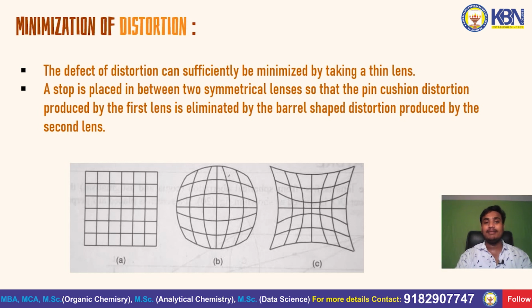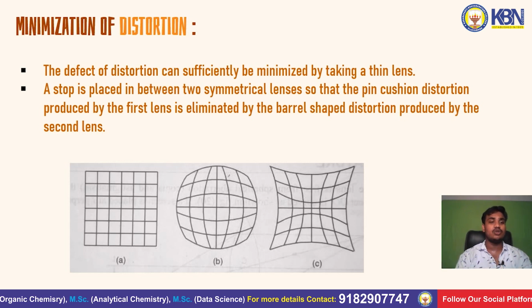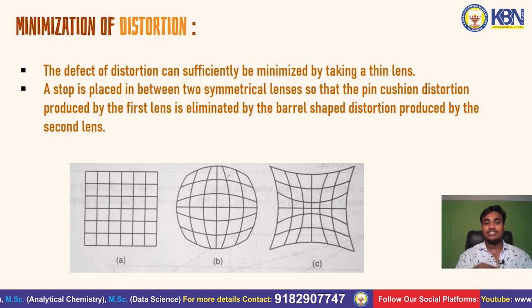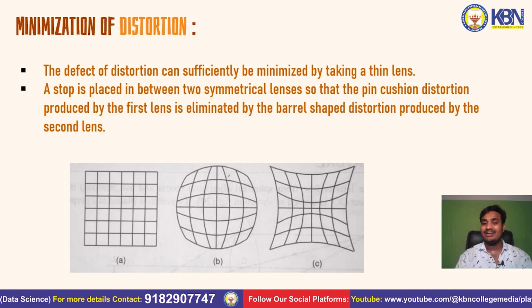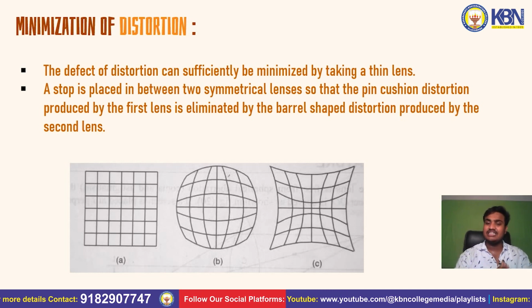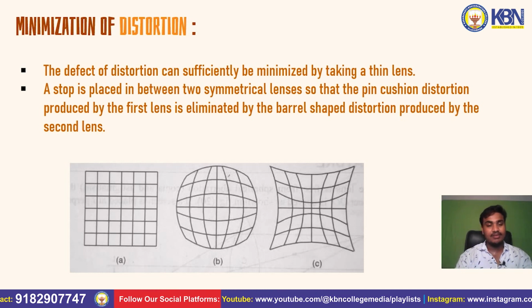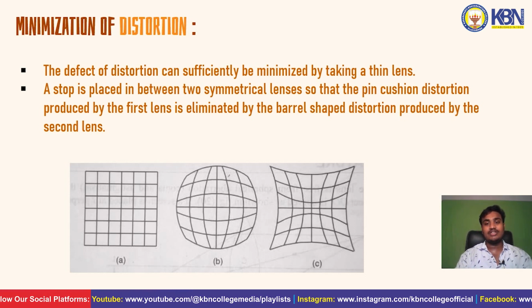Now coming to the minimization or elimination of distortion, the defect of distortion can sufficiently be minimized by taking thin lenses, and a stop is placed between symmetrical lenses so that the pin-cushion distortion produced by the first lens is eliminated by the barrel-shaped distortion produced by the second lens. These are the two methods available to minimize or eliminate the distortion.